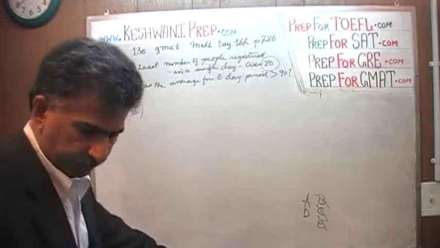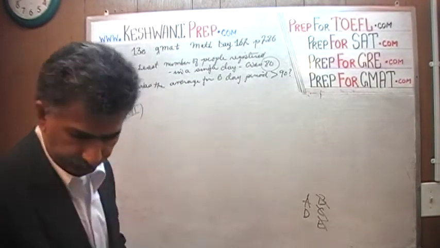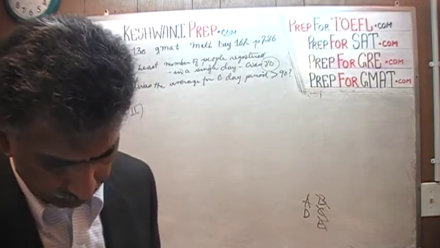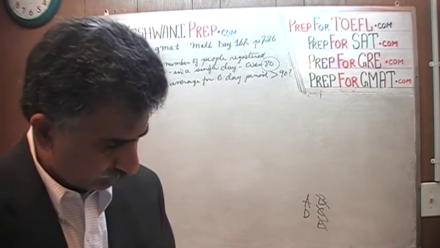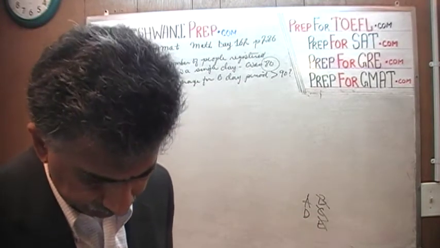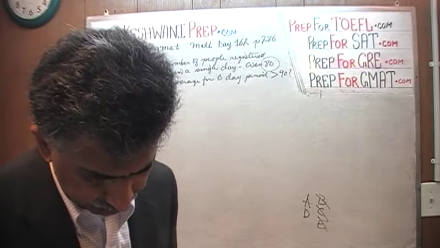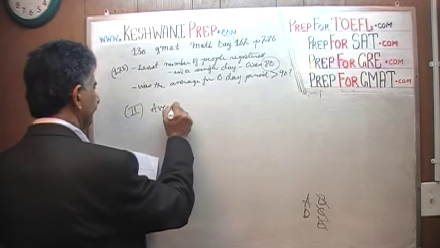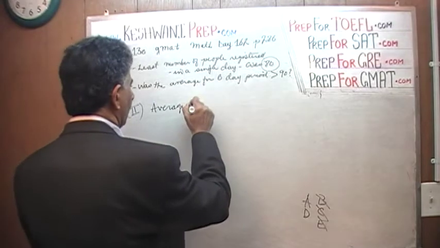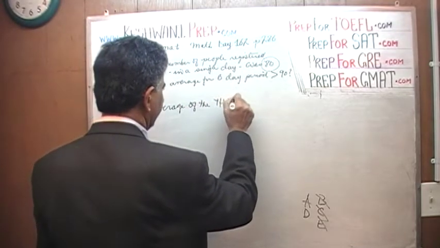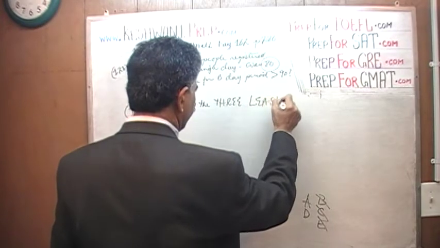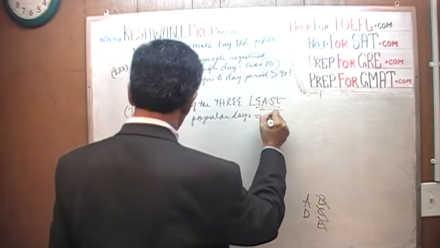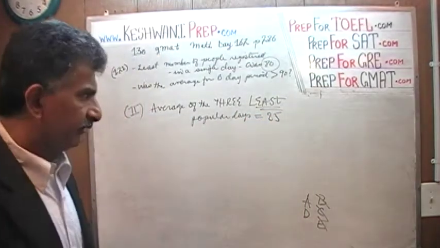In the second statement they tell us that for the 3 days with the smallest number of people registered, the average was 85. So the average of the 3 least popular days was 85. And again, it's the same setup.